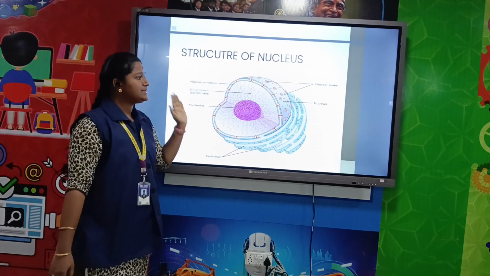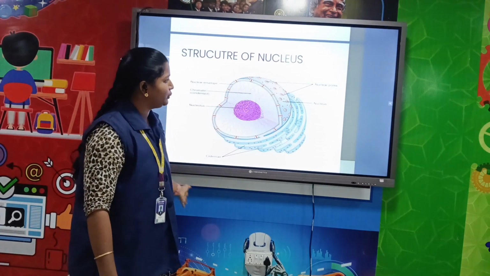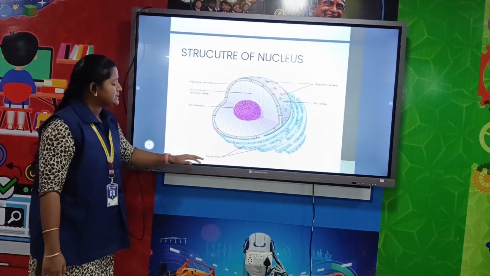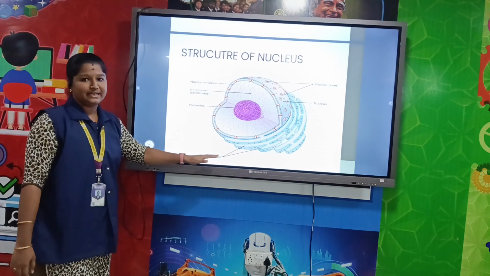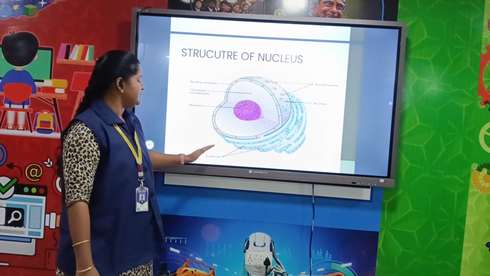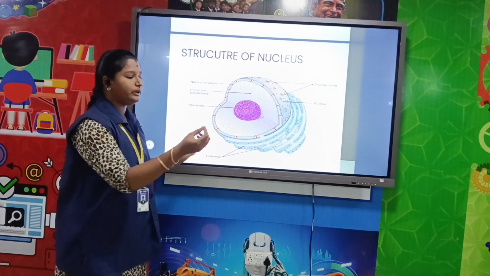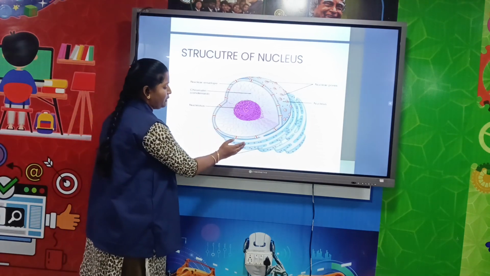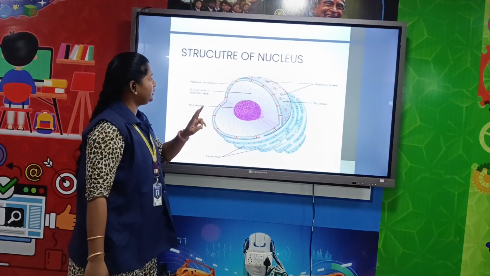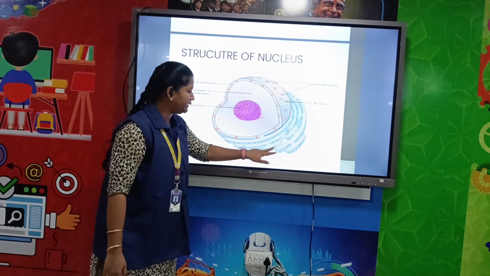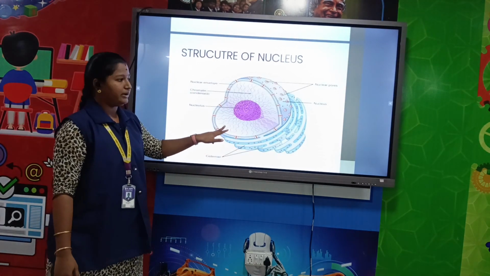Okay, so this is the detailed structure of the nucleus. The cisternae we already studied in the rough endoplasmic reticulum. The cisternae is the receiving phase. All your protein molecules will go in with the help of cisternae. And there are two layers present: one is the outer membrane, another one is the inner membrane.